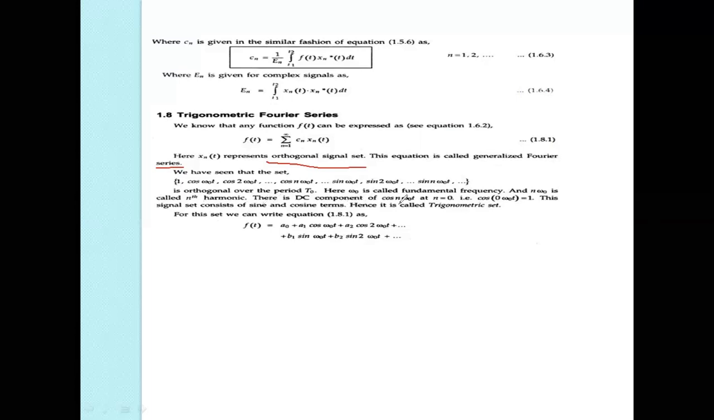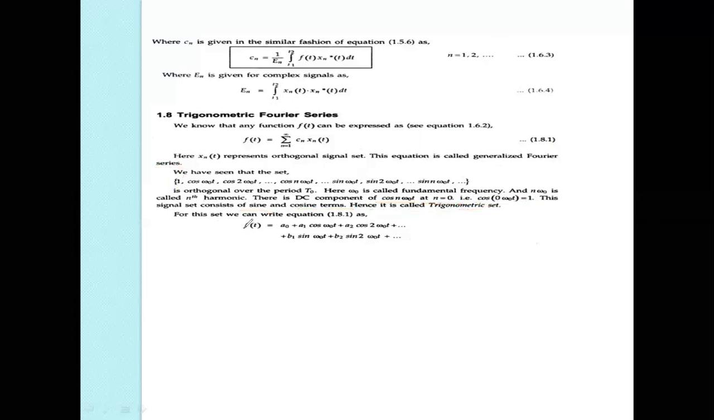There is a DC component of cos n omega naught t at n is equal to 0, and cos 0 omega naught t is equal to 1. The value is 1 here, my students. This signal set consists of sine and cosine terms, hence it is called a trigonometric set.